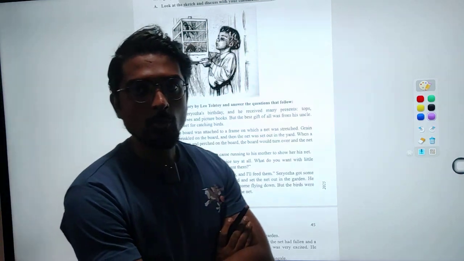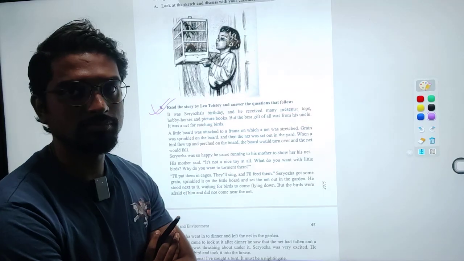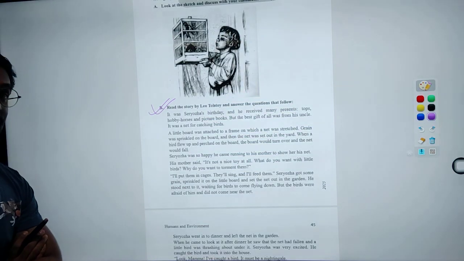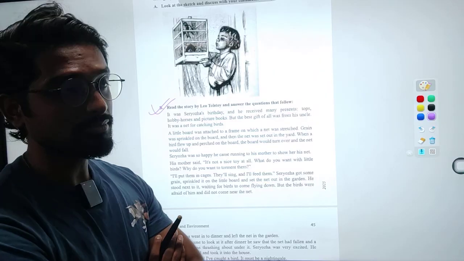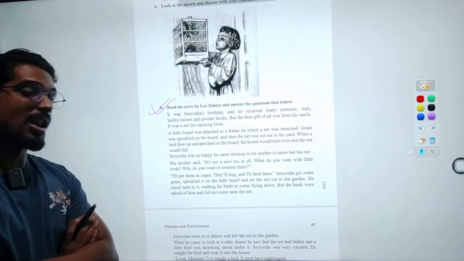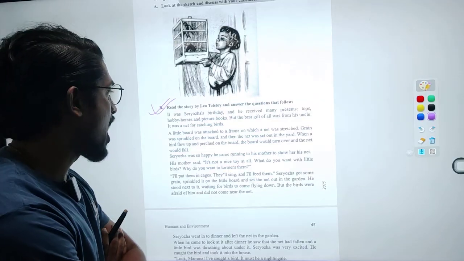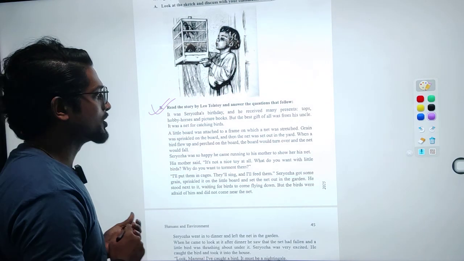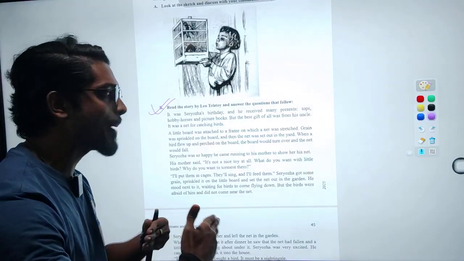I remember a line which is, birds often born in a cage think that flying is an illness. It's a very interesting and very philosophical line. So birds born in a cage often think that flying is an illness. So this line is very important for this para. A little boat was attached to a frame on which a net was stretched. So a little boat is attached to a frame on which a net was stretched. I think it's a trap.